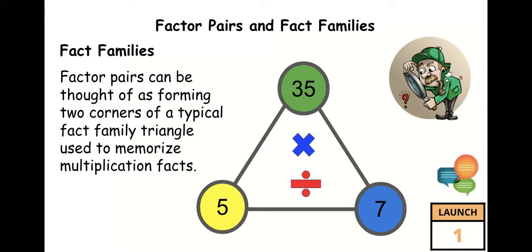Factor pairs remind us of fact family triangles. Factor pairs can be thought of as forming two corners of a typical fact family triangle used to memorize multiplication facts.